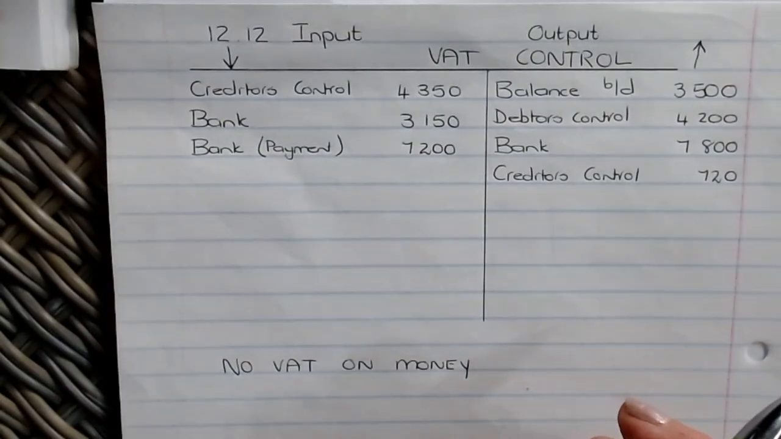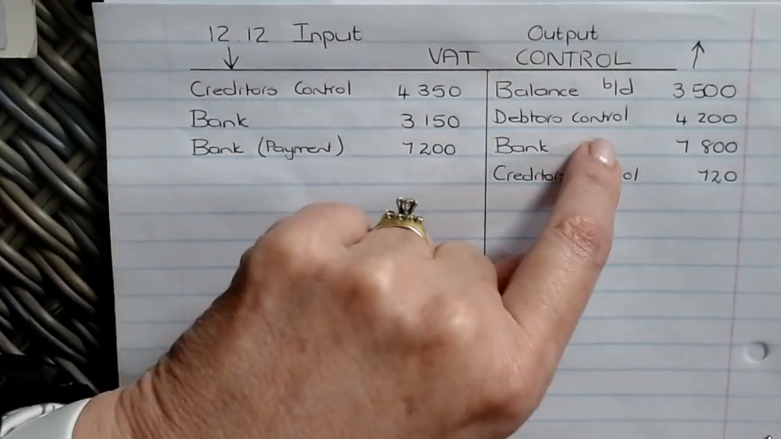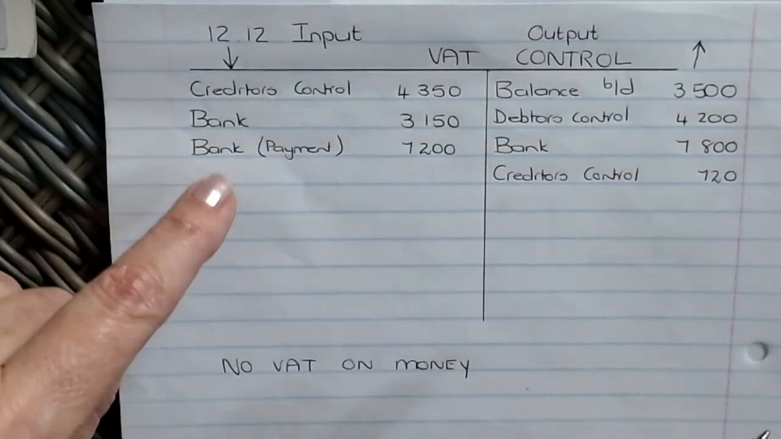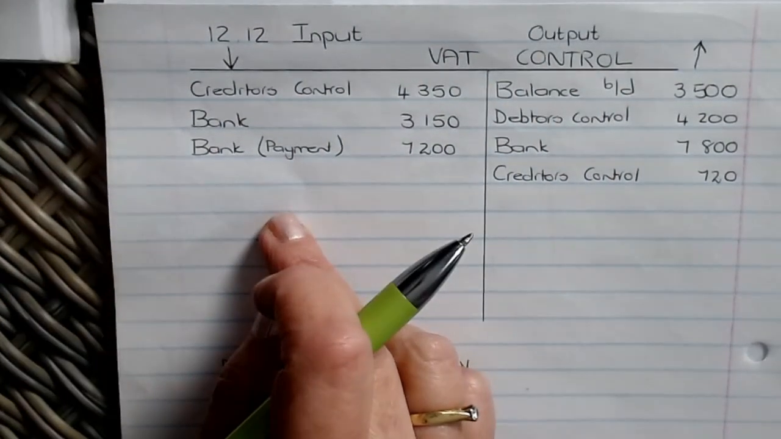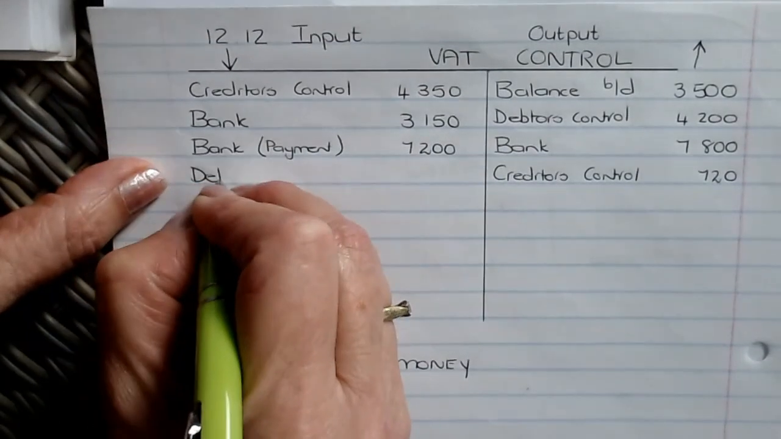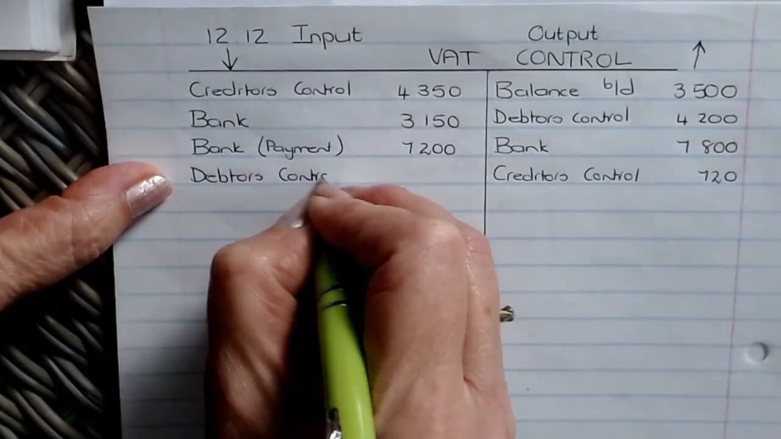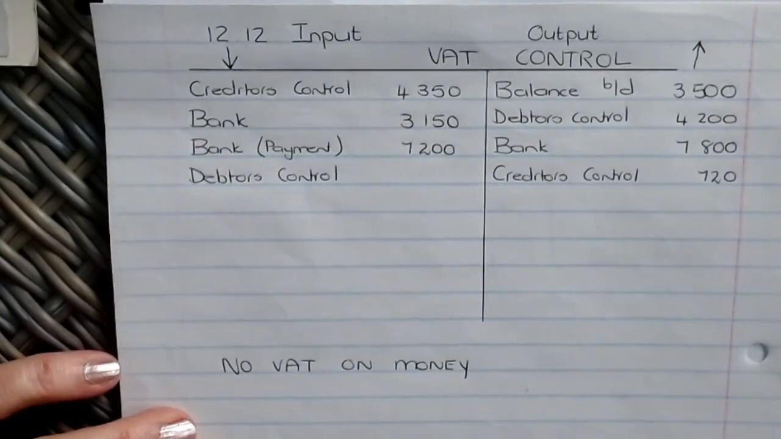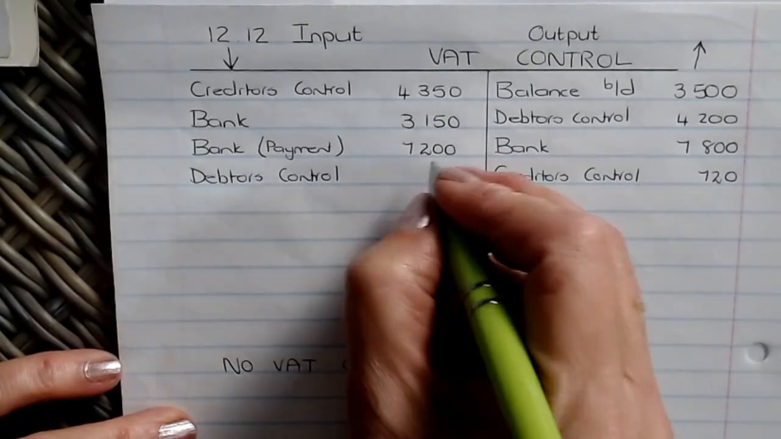Then returns of trading goods by debtors. When we sold to the debtors, we charged them VAT. When they return, we can't charge them that VAT anymore. So this is going to be debtors control, and the amount is 3,600 times the 15%, which is 540.